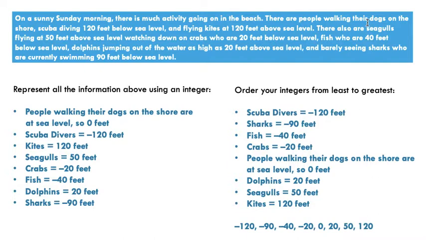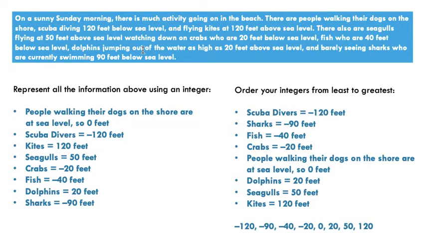So we know that there are people walking their dogs on the shore. So if you're on the shore, you're at sea level, so 0 feet. And then there are people scuba diving 120 feet below sea level. If you're below sea level, then that's negative, so that's negative 120 feet. And flying kites at 120 feet above sea level. So because the kites are above sea level, then that's 120. And then it says there are also seagulls flying at 50 feet above sea level. So seagulls are going to be positive 50 because they're above sea level.